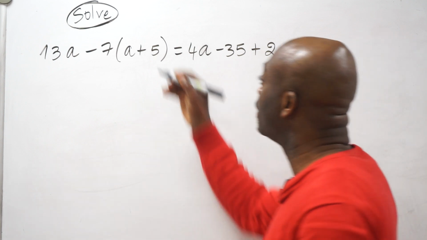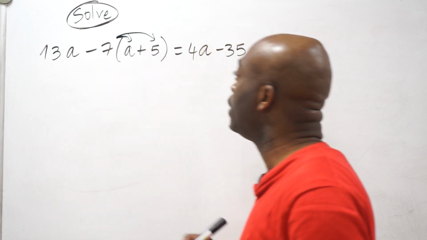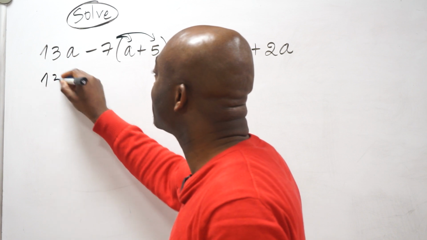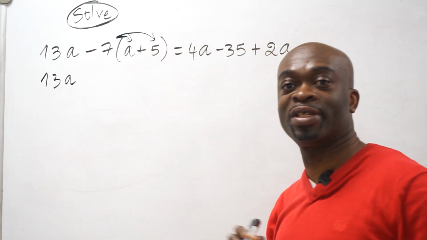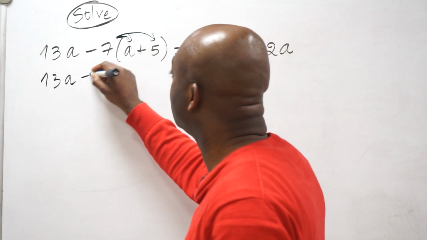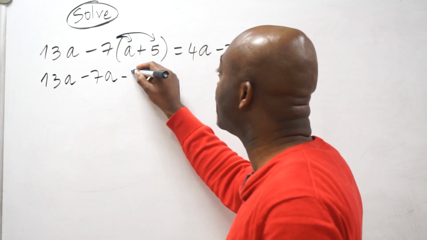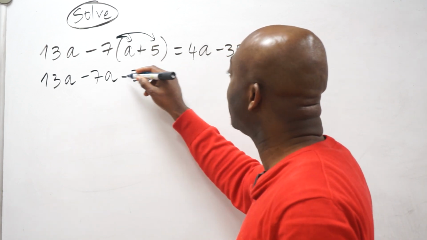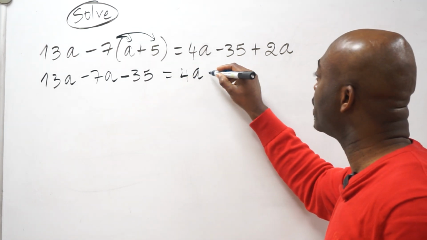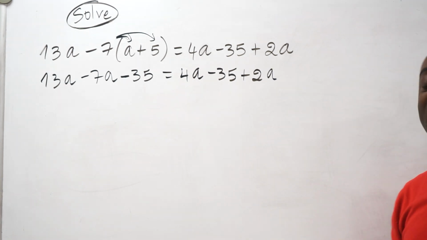And to remove that, we're going to have to multiply what we have in front of it with what we have inside of it. So we bring down the 13 as if it was just there. And then we got to do negative 7 times a, which is what, negative 7a. And then we have to do negative 7 times 5, which is going to give us what, negative 35. And then equals to what? 4a. So for now, we just can bring this down, okay?